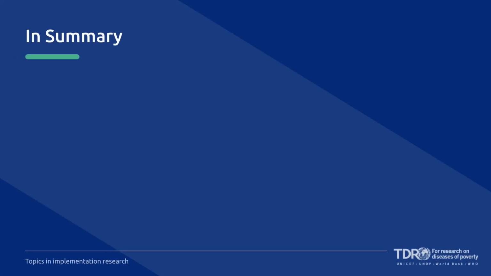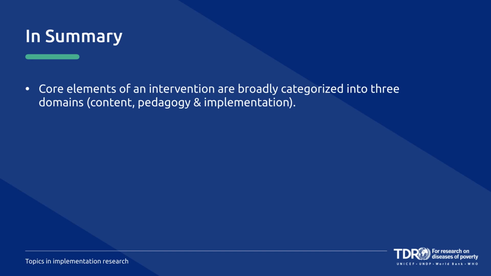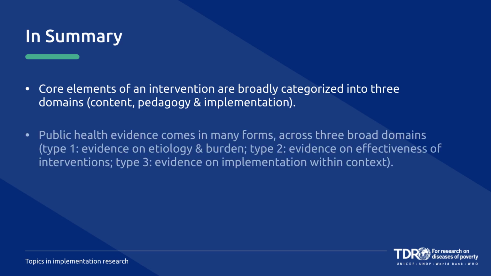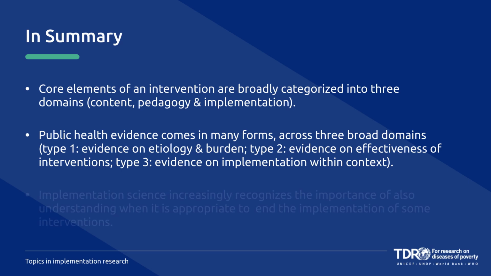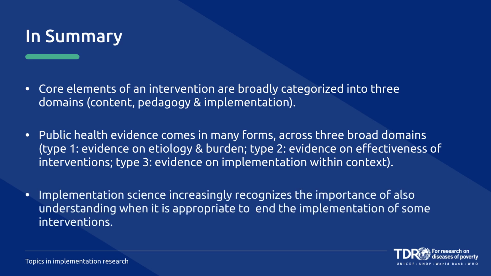And that's a wrap for Chapter 3. In this chapter we learnt that the core elements of an intervention are broadly categorized into 3 domains: content, pedagogy, and implementation. We also learnt that public health evidence comes in many forms, across 3 broad domains: Type 1, evidence on etiology and burden; Type 2, evidence on effectiveness of interventions; Type 3, evidence on implementation within context. Implementation science increasingly recognizes the importance of also understanding when it is appropriate to end the implementation of some interventions.